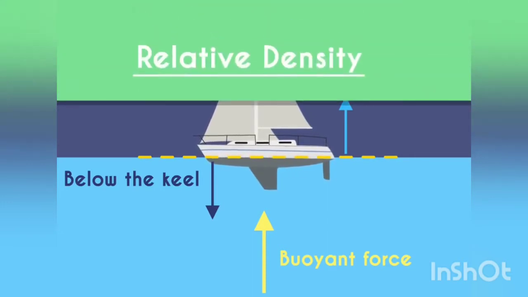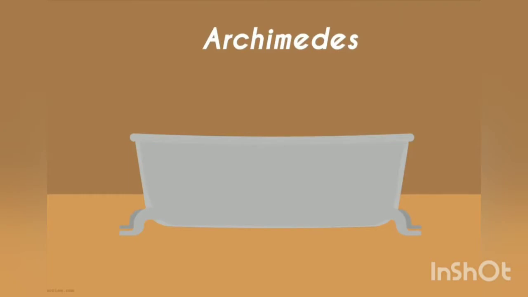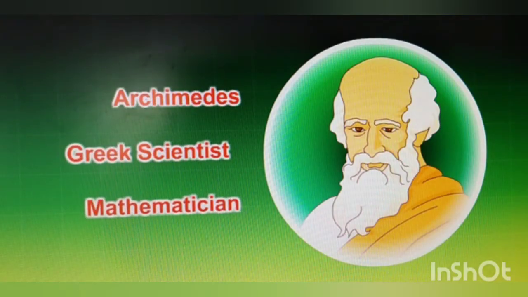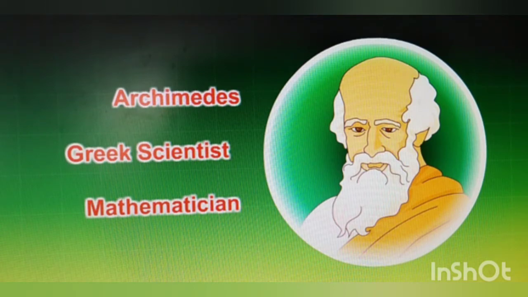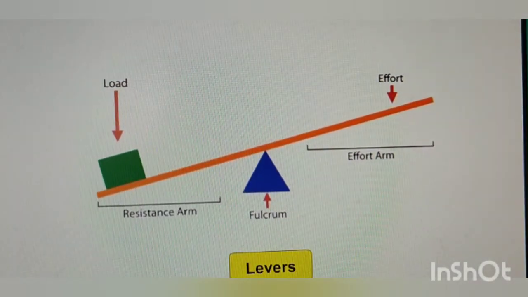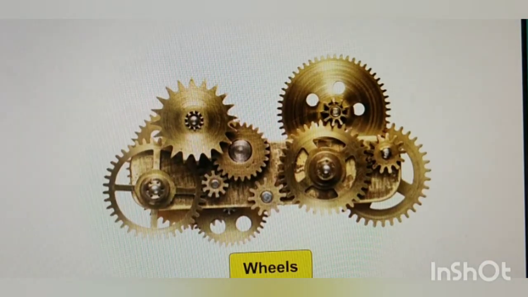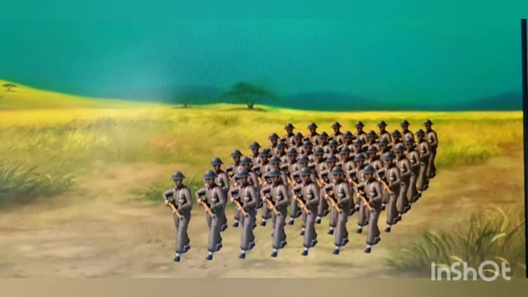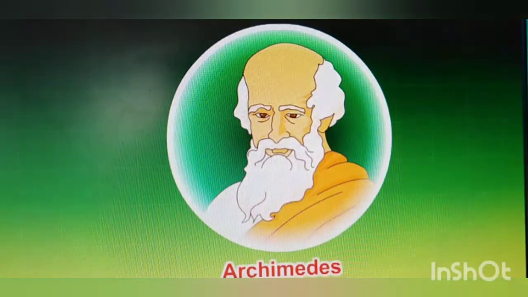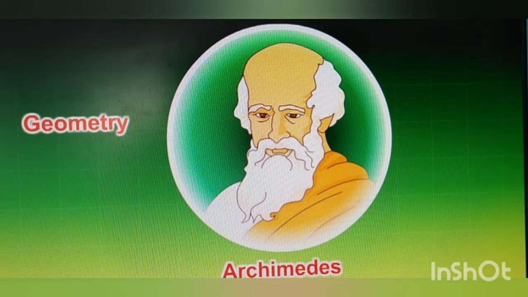Now I will give a brief introduction of the scientist Archimedes. Archimedes was a Greek scientist and a mathematician with sharp intelligence. He found out the value of pi by numerical calculations. His knowledge of levers, pulleys, wheels in physics was useful to the Greek army in fighting against the Roman army. He became famous due to his work in geometry and mechanics.